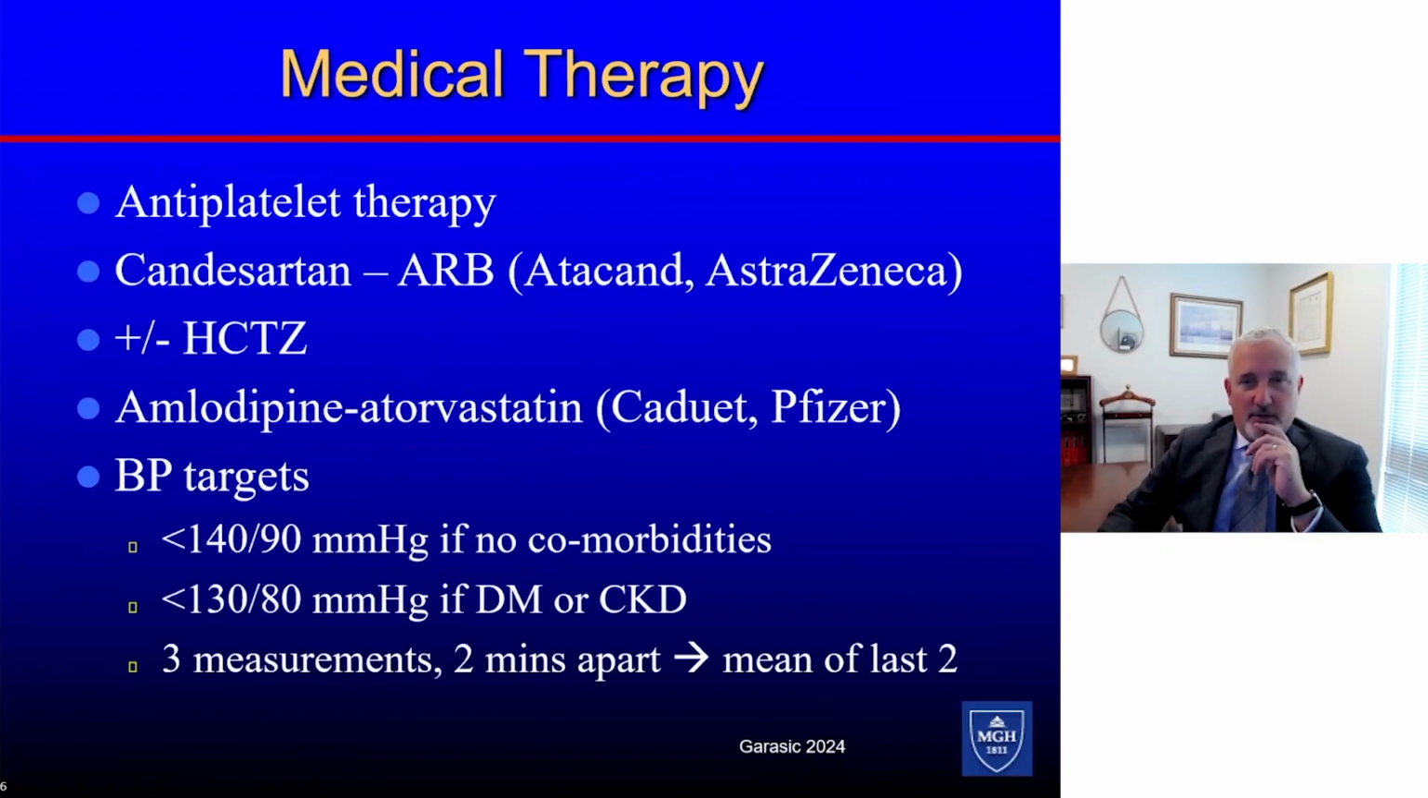It all looked pretty good. And they were looking to use antiplatelet therapies, ARBs, possibly a diuretic, and then an amlodipine, atorvastatin combination as their kind of best medical therapy for these patients in a fairly standardized way.